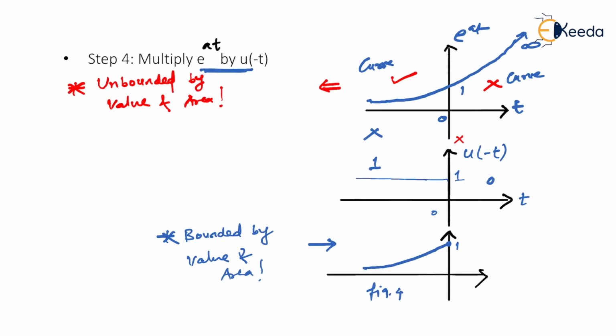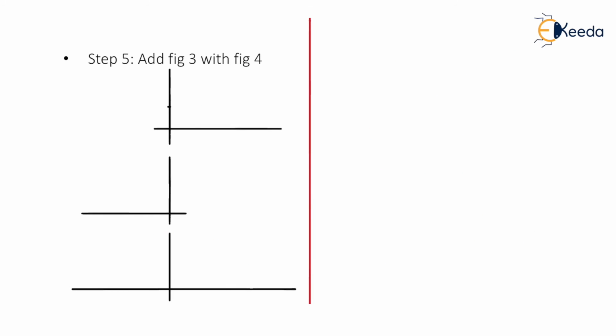So I'll name this figure as figure 4. Figure 4 is a characteristic of e to the power a t u of minus t. Now step number 5 says add figure 3 with figure 4.